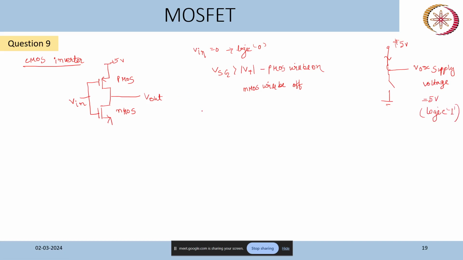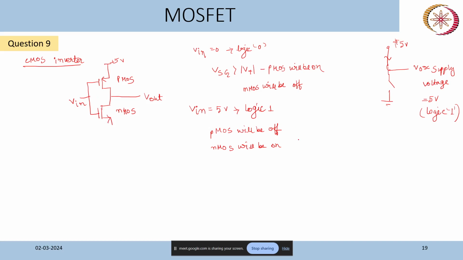Okay, what will happen when V in is 5 volt? That means it is logic 1. In that case, PMOS will be off and NMOS will be on. The gate voltage for the NMOS will be 5 volt, which is much more than VT. Typical threshold voltage is around 0.7 volt.